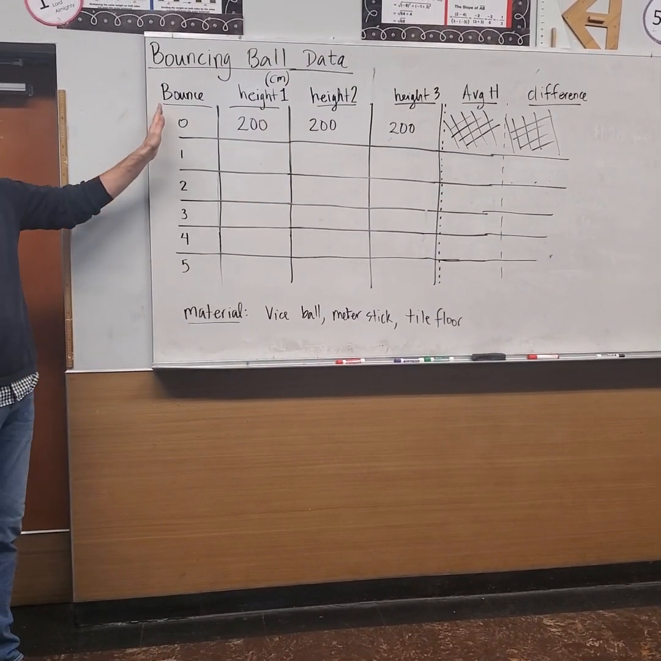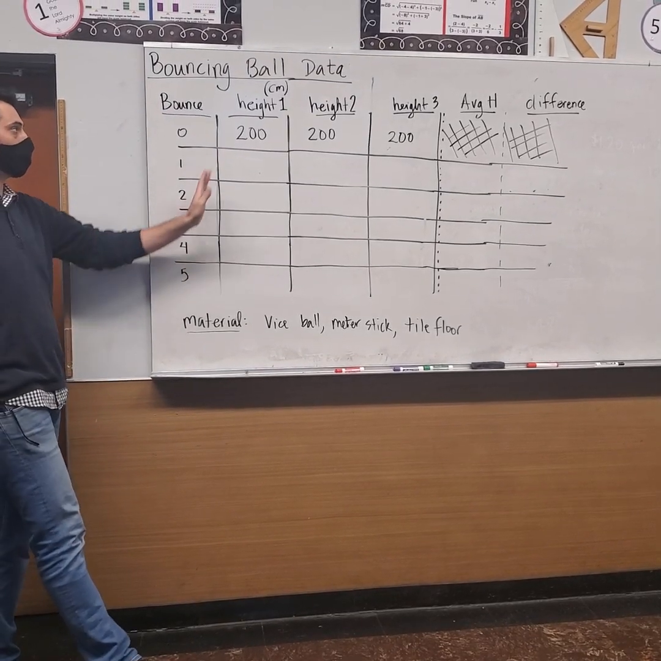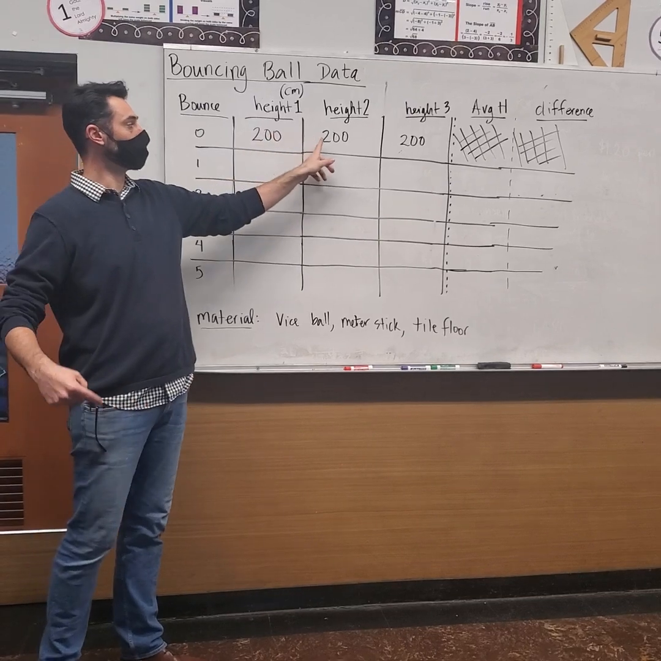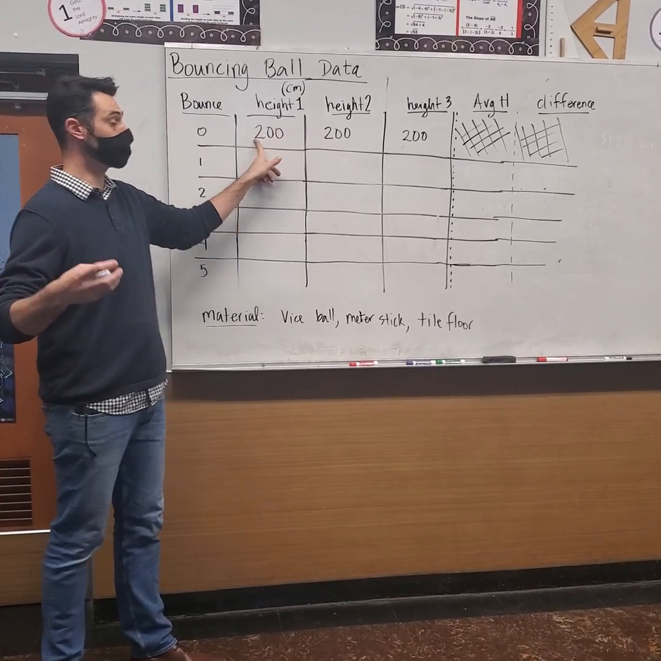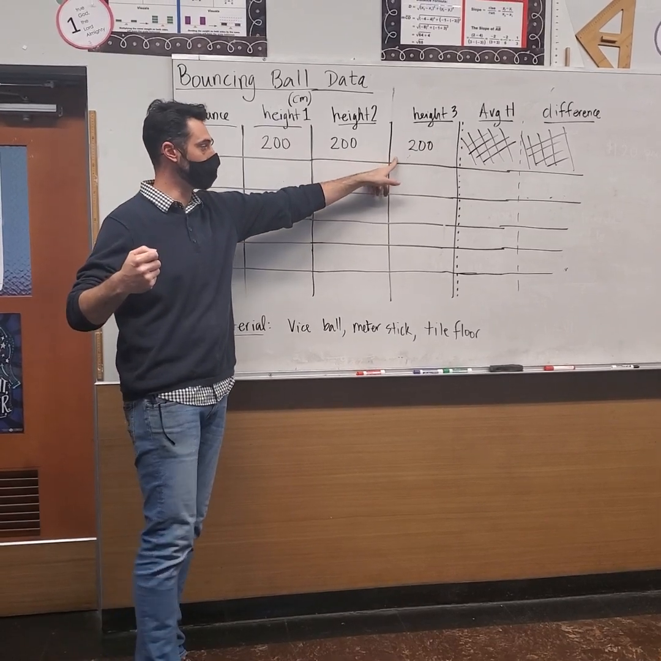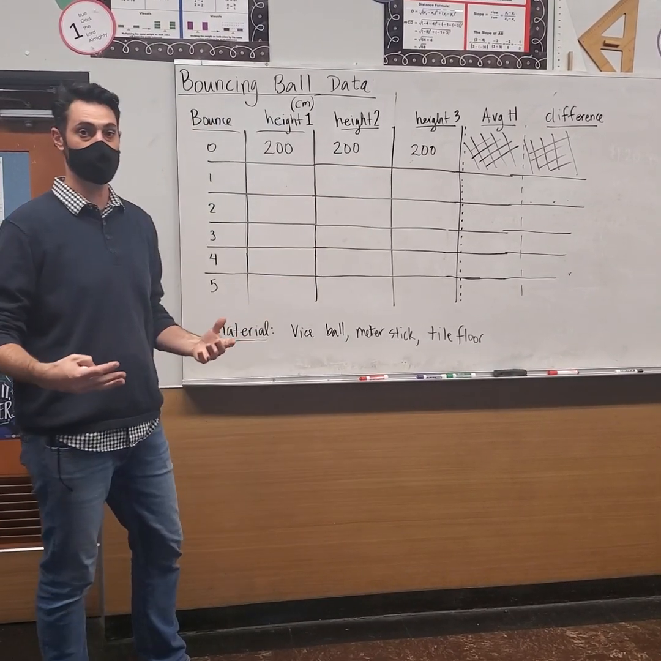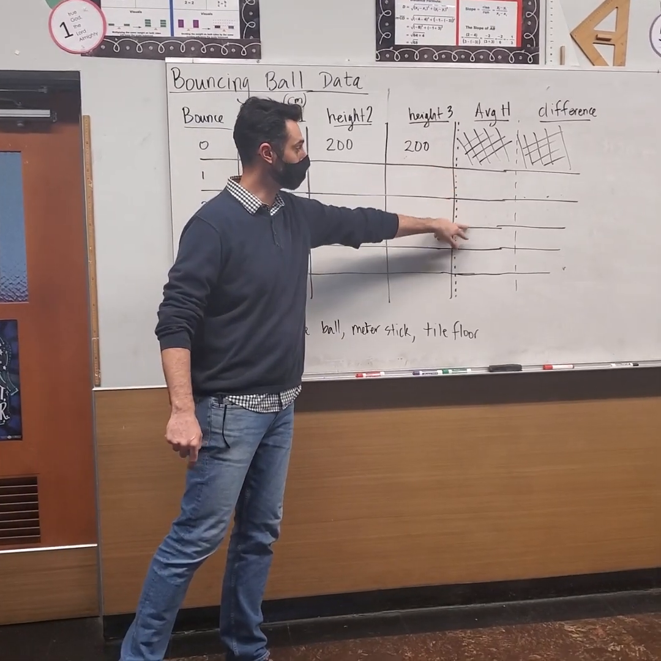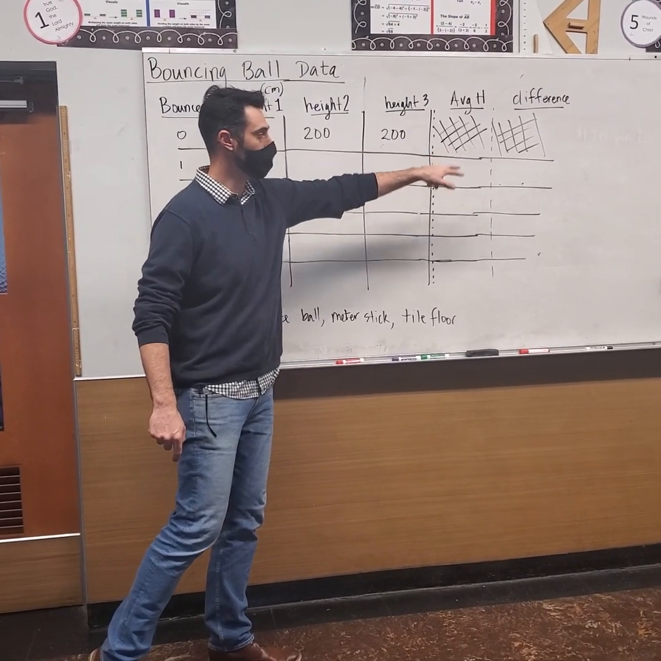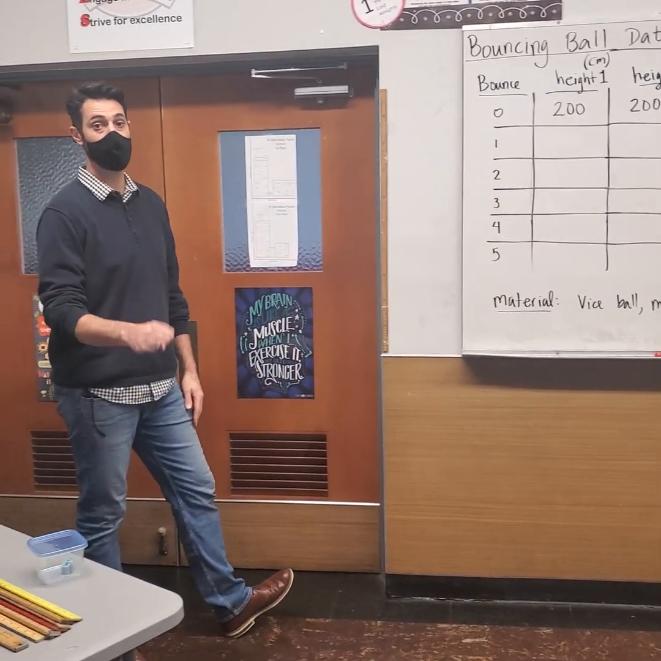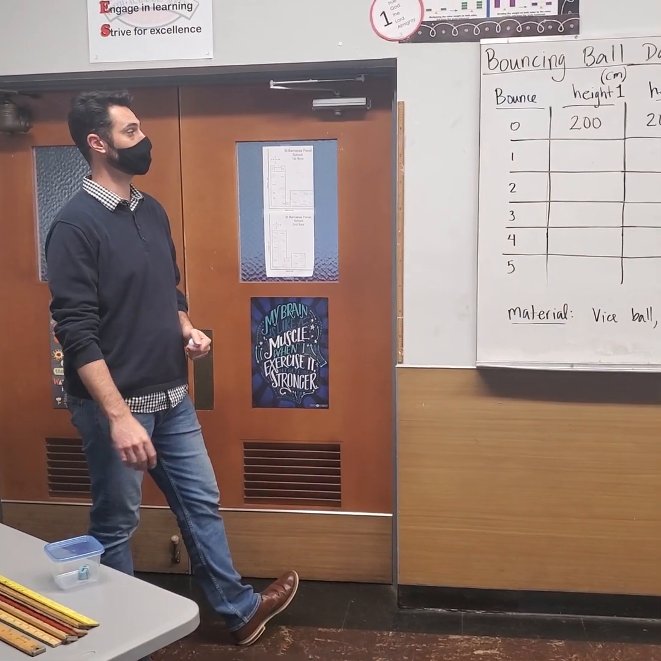Okay, we've got a row for bounces. We've got a row for our height. For our height for the first bounce, our height for the second bounce, our height for the third bounce, and then we have some calculation columns. We have a column for average of the heights, and we have a column for the difference in those heights. Okay, so go ahead and pause now. Make sure you've got your table written down.